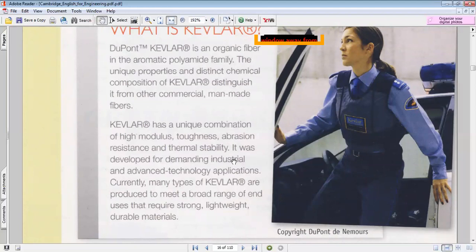What is Kevlar? DuPont Kevlar is an organic fiber in the aromatic polyamide family. The unique properties and distinct chemical composition of Kevlar distinguish it from other commercial man-made fibers. So it is a man-made fiber. Kevlar has a unique combination of high modulus, toughness. These are the characteristics.